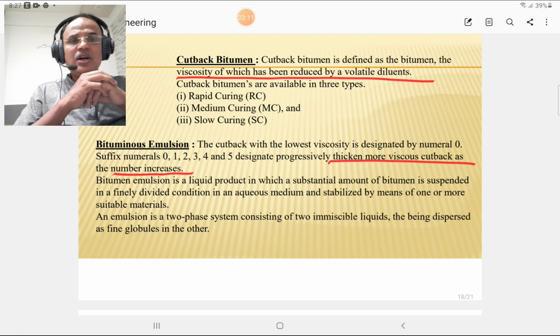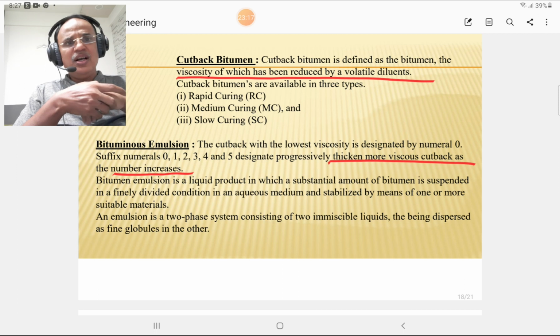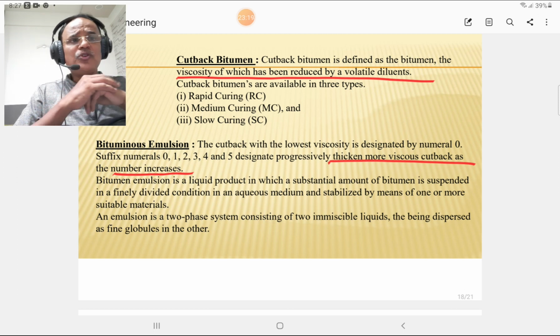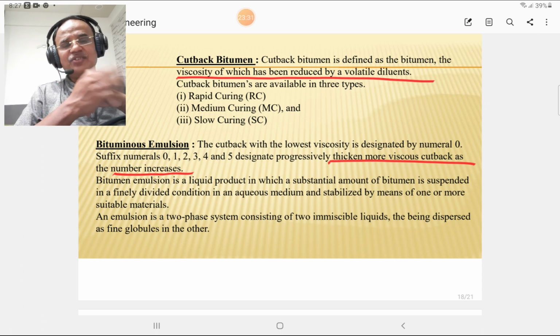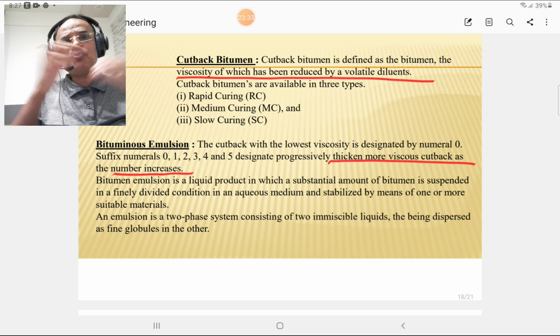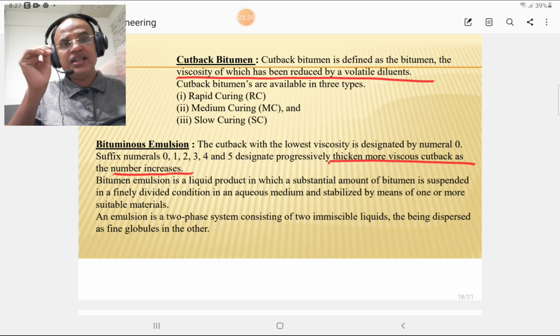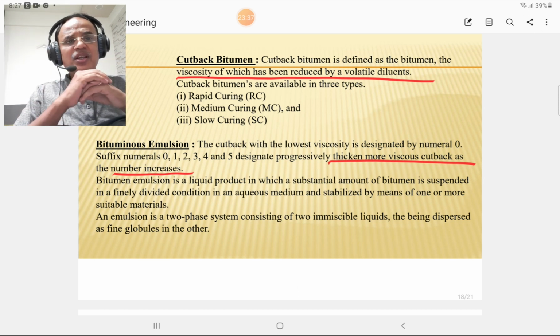Then after cutback bitumen, we discuss bitumen emulsions. Cutbacks, with the lowest viscosity, are designated by numbers 0, 1, 2, 3, 4 progressively. As the number increases, the cutback becomes thicker and more viscous. Bitumen emulsion is a liquid product, that is very important.